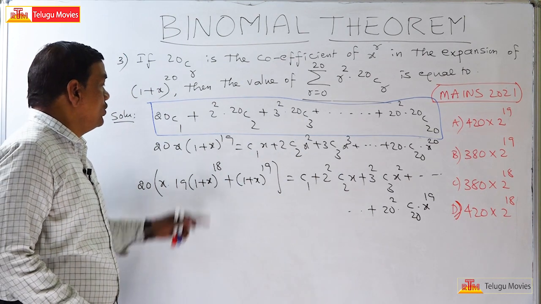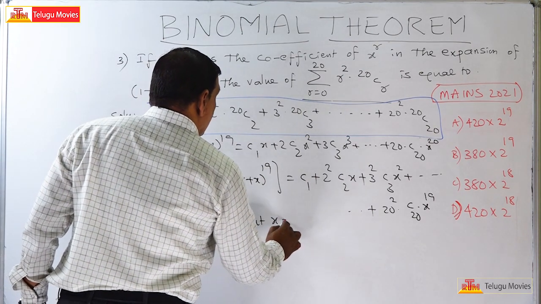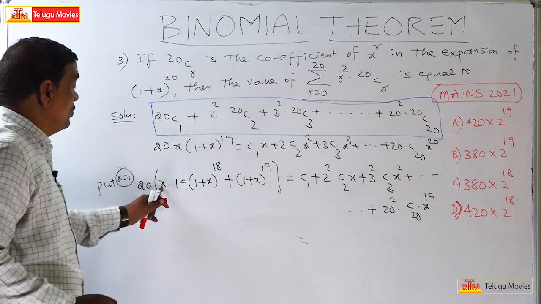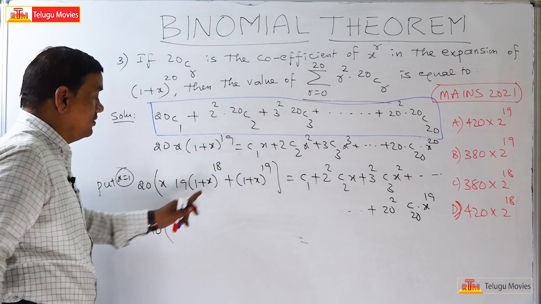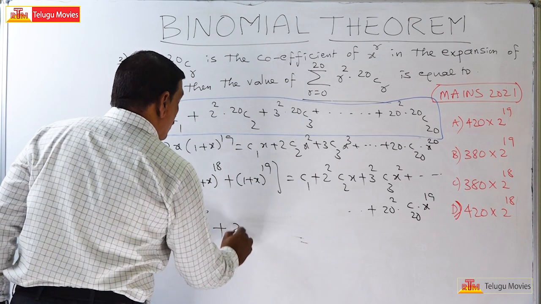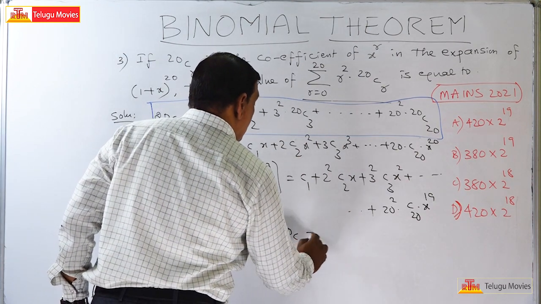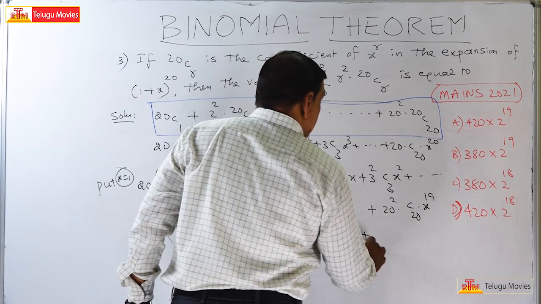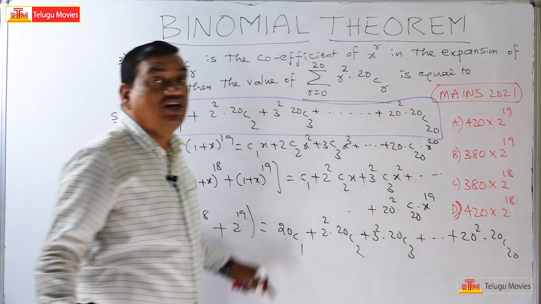Now, in this expression, put x equal to 1. See the left-hand side, put x equal to 1 here. So, this becomes 1 plus 1, 2, 2 to the power of 19 into 2 to the power of 18 plus 1 plus 1, 2, 2 to the power of 19, is equal to, I can write C1 as 20C1, so that is equal to 20C1 plus 2 square into 20C2, plus 3 square into 20C3, plus so on, 20 square into 20C20. That means the complete right-hand side is the required part.